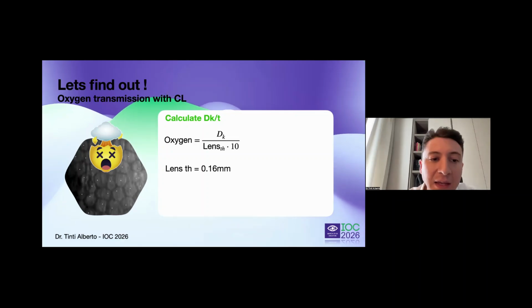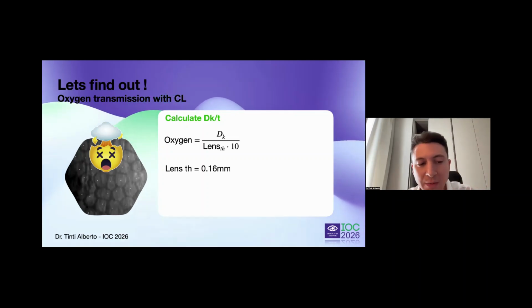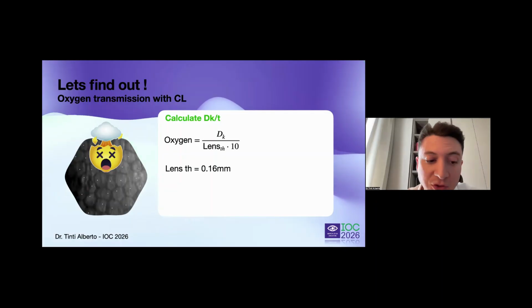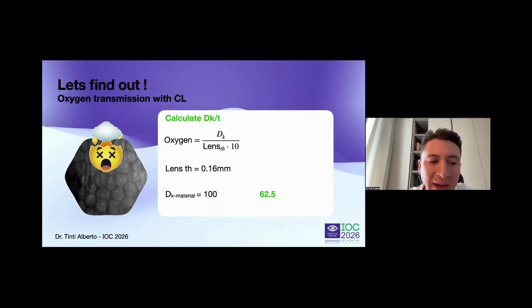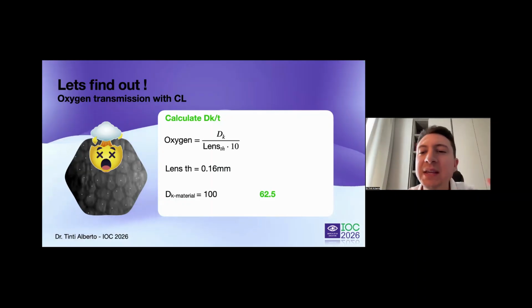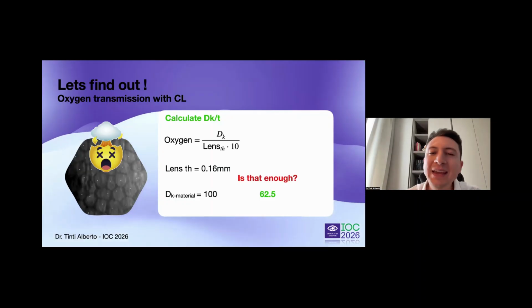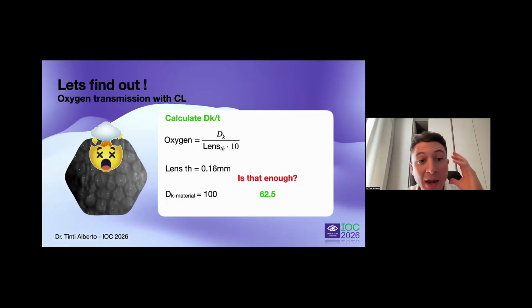The Dk, the oxygen transmissibility of the material I've chosen, is 100. If we apply that to this formula, we get 62.5. So this is the Dk/t that we have, 62.5. Is this oxygen transmission enough for our design?